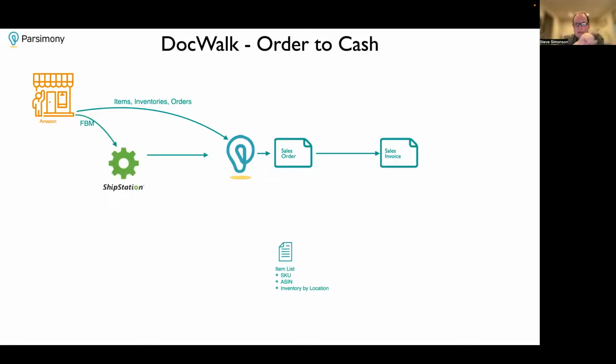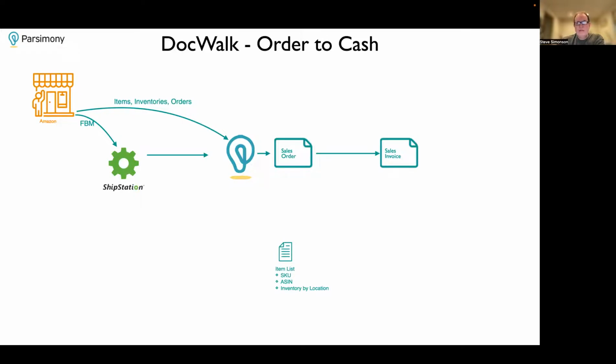So that's the Amazon flow that we've discussed, right? It comes in from Amazon, goes through SP API to your finance system, in our case, Parsimony, and then it's translated into sales orders and sales invoices.